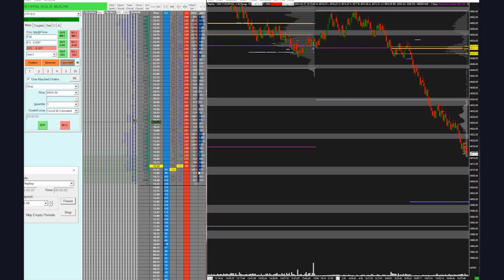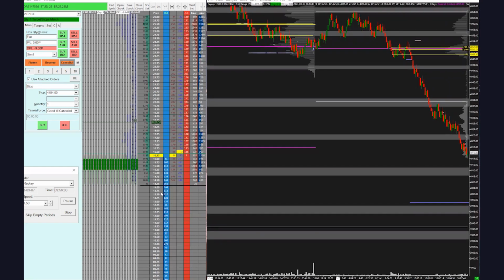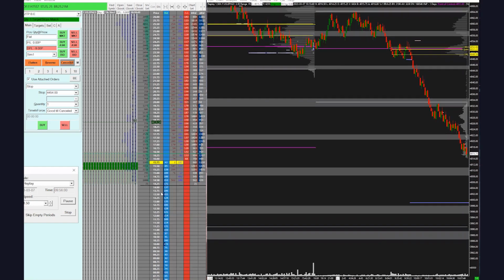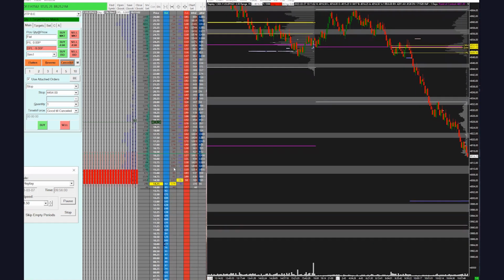They're balanced though. The thing is, the buyers and sellers are balanced. I want to see something very imbalanced where the sellers are just in shock. Still, right? You got a lot of sell side that came in here.